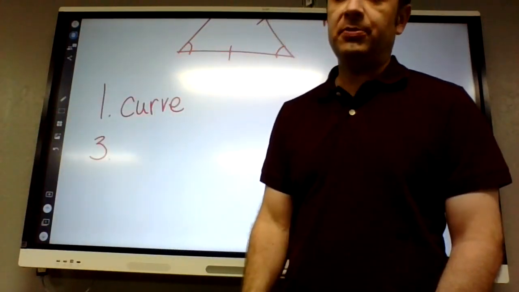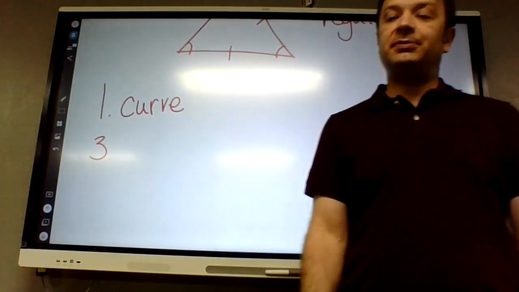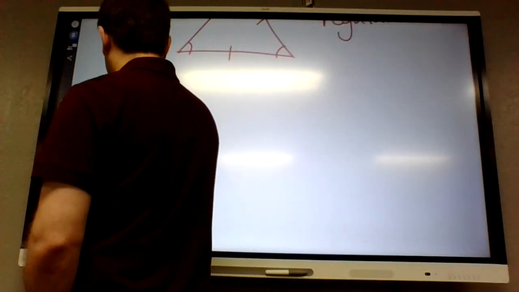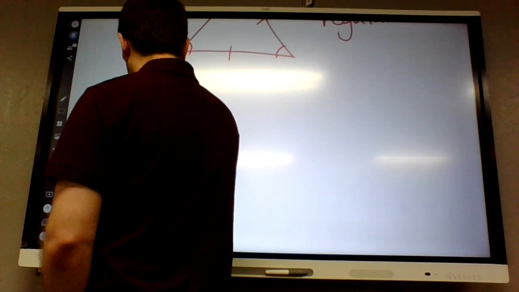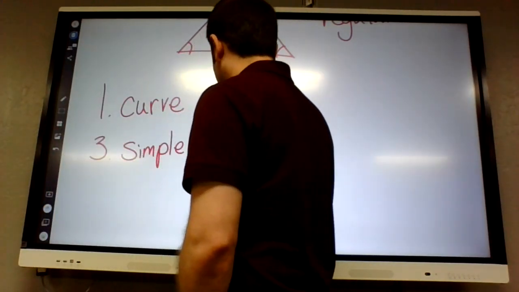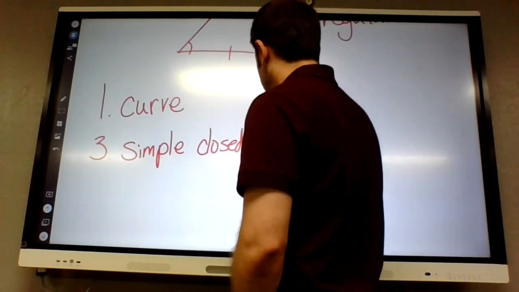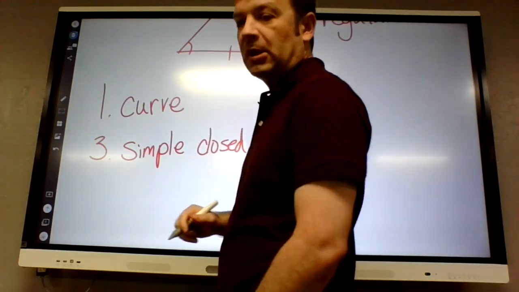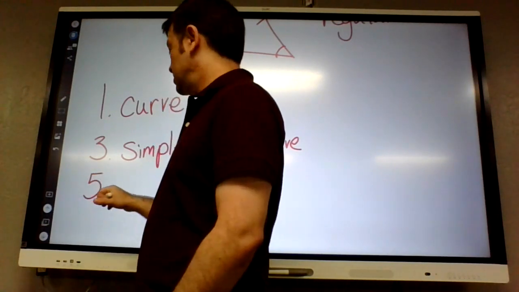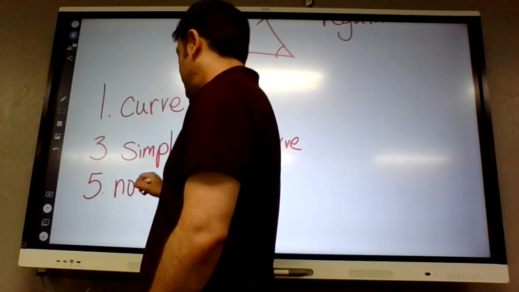Number three, what kind of curve is that? Simple closed curve. It's simple and closed. It doesn't cross itself, so it's simple. Because it ends where it starts, it's closed. You can't get inside it. Number five? Not a curve. Not a continuous set of points.